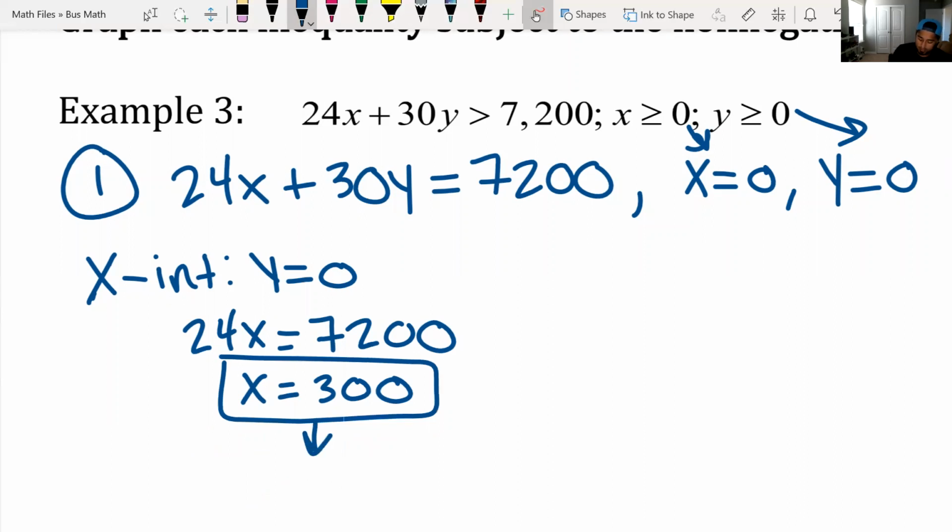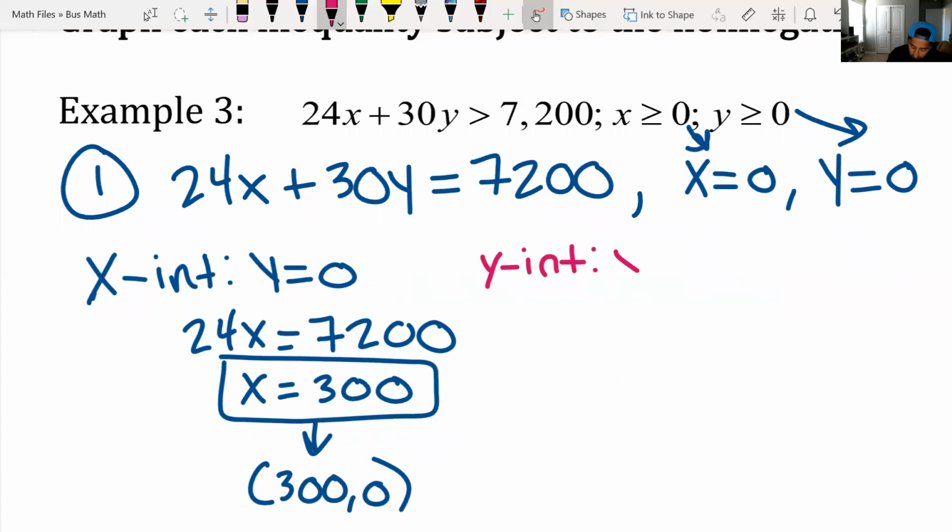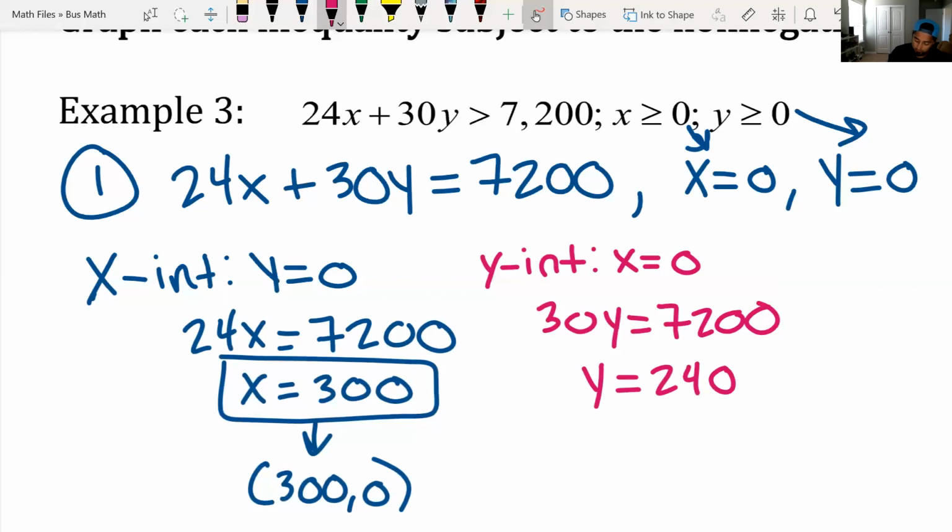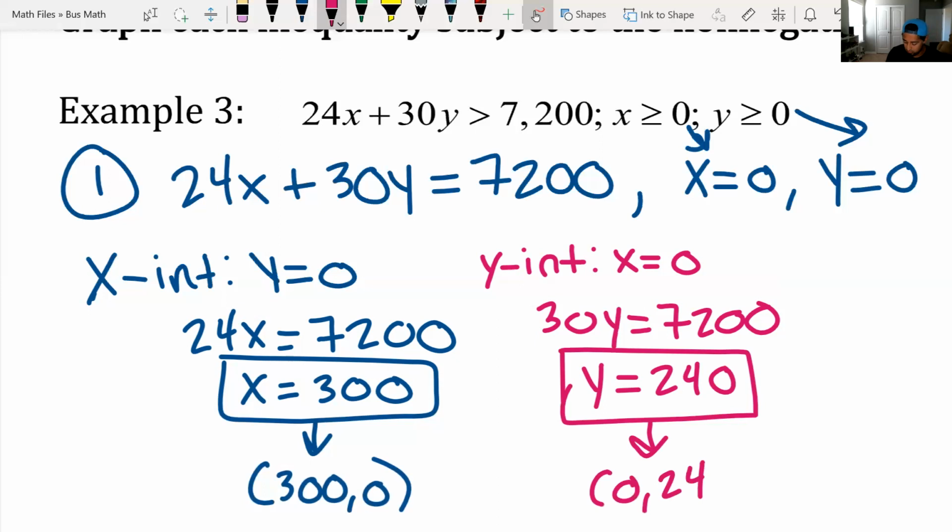Convert to x-intercept at 0, other way around, sorry, 300, 0. All right. Next is the y-intercept. Let x equal 0. And that means it'll zero out the 24x, which will give us 30y equal to 7,200. Divide by 30, and we'll get y equals 240. Convert to y-intercept, 0 and 240.